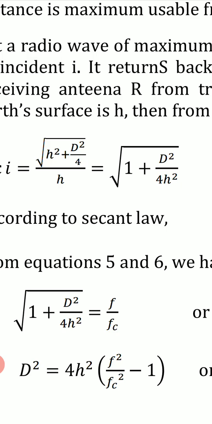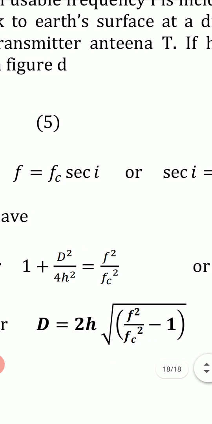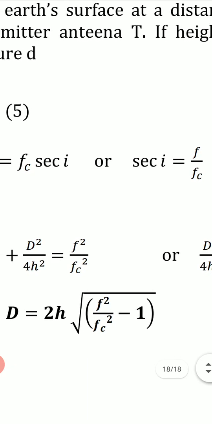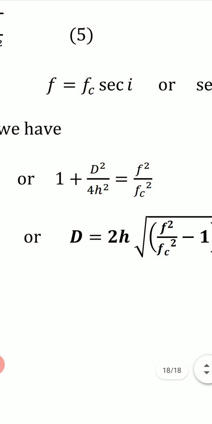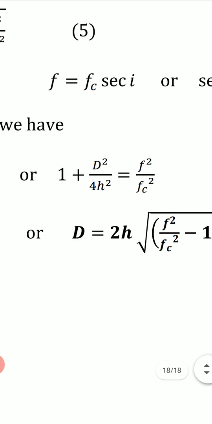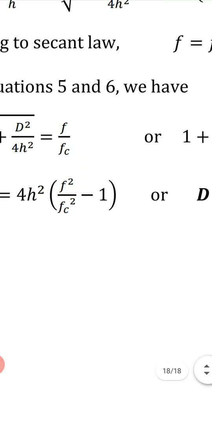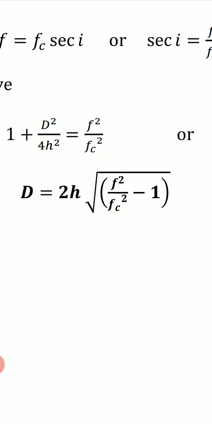Now according to the secant law, f equals fc sec I, or sec I equals f upon fc. So we write this sec I equal to f upon fc. Squaring it gives 1 plus d square upon 4h square equal to f square upon fc square, which gives d square equal to 4h square into (f square upon fc square minus 1), or d will be equal to 2h under root (f square upon fc square minus 1). This d is the skip distance.